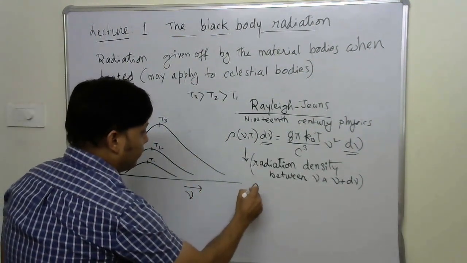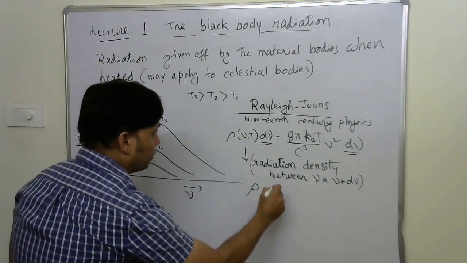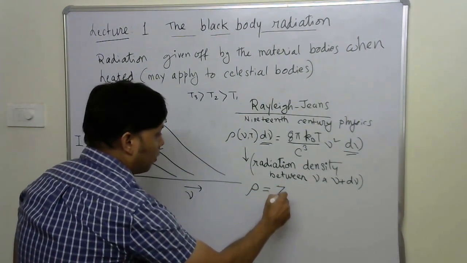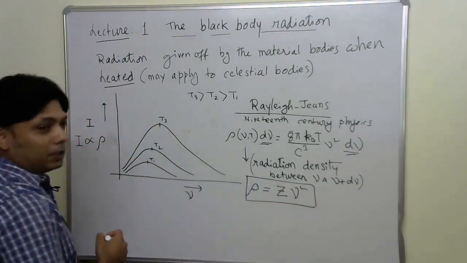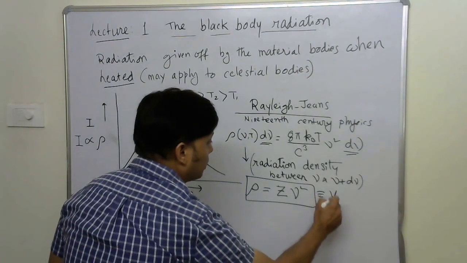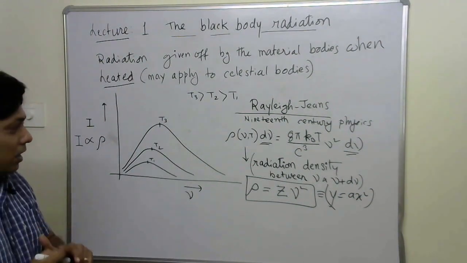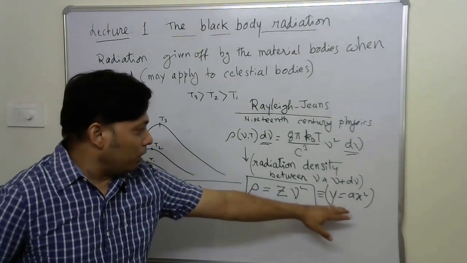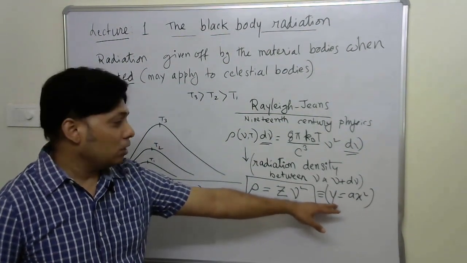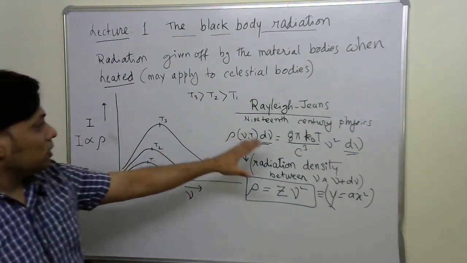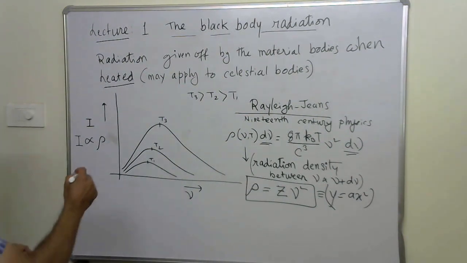We can write the variable rho in terms of some constant, call it z, multiplied by nu squared, as if the relationship is something like that, and this relationship can be equated to y equals a x squared. You can very much relate it to the equation y equals a x squared. So what is that? Yes, it is the equation of a parabola. If this equation needs to be fitted with the experimental data, how would it look?